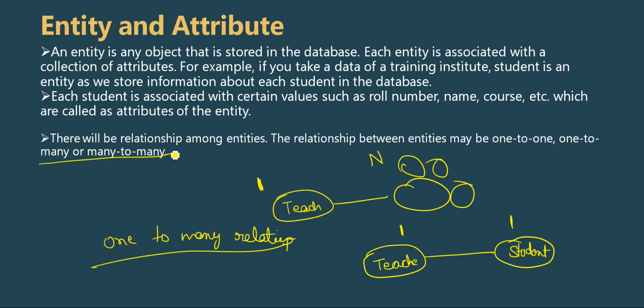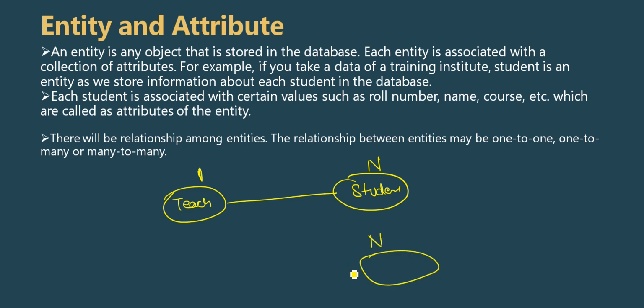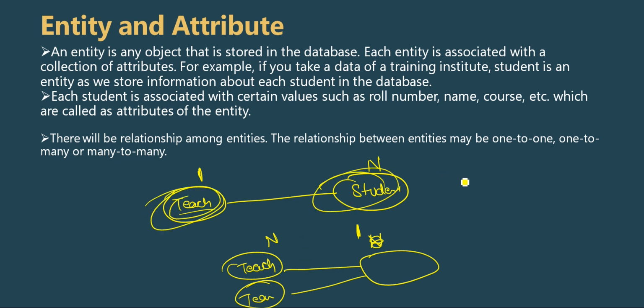And what is a many-to-many relationship? Let's take the example of teacher and student. One teacher can teach multiple students, right? One teacher teaches n number of students. Now, those n students are not taught by only one teacher, right? A student can also study with the help of multiple teachers. So n number of students and n number of teachers. This is termed as a many to many relationship.